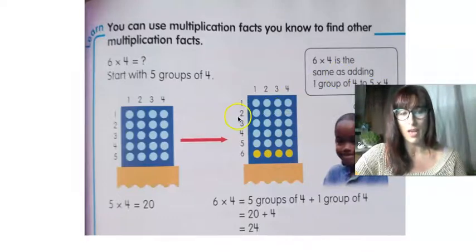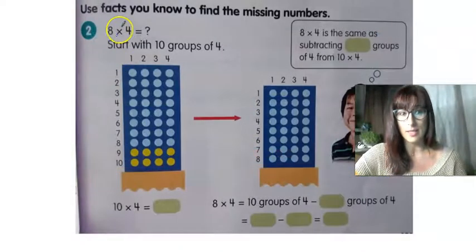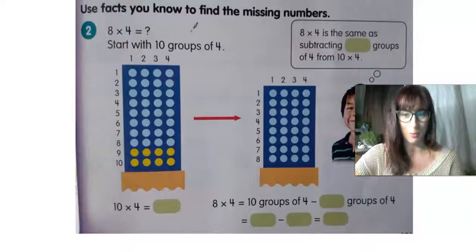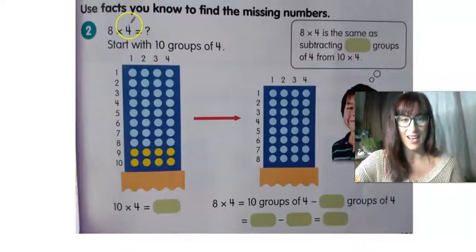Okay, now what if I have a problem that is 8 multiplied by 4? Now in this case, I would not necessarily use 5 multiplied by 4, but I would use the other best friend, because 10 multiplied by 4 is closer to 8 multiplied by 4. So I would choose this best friend to help me to solve this problem. So in this case, I will use the 10 multiplied by 4. This is the 10 multiplied by 4 dot paper.